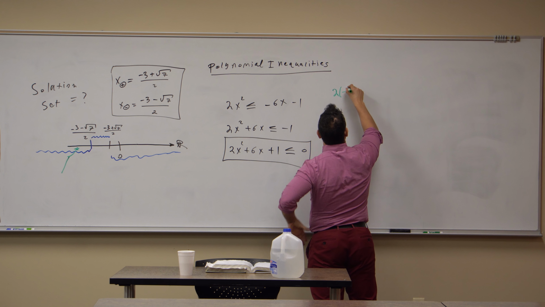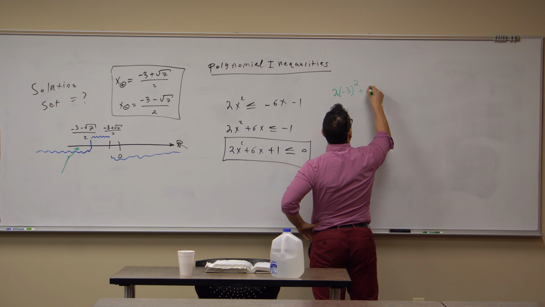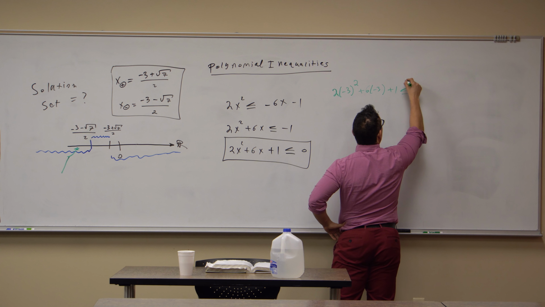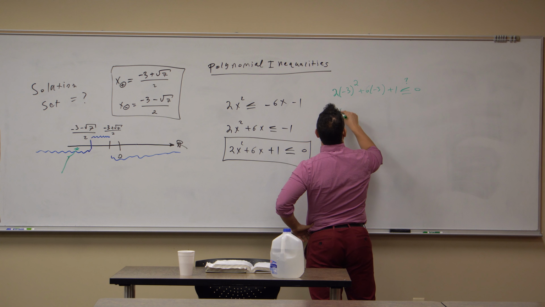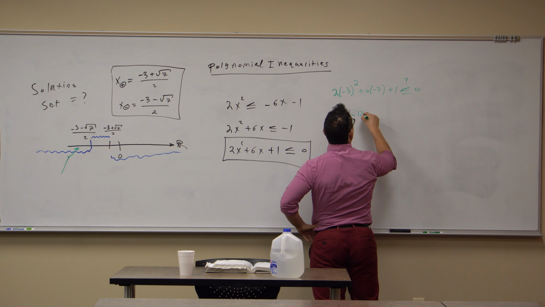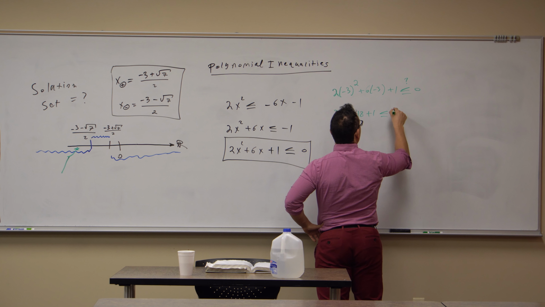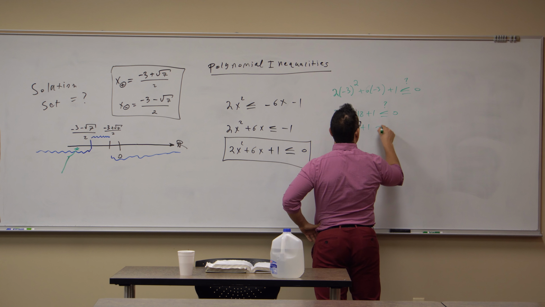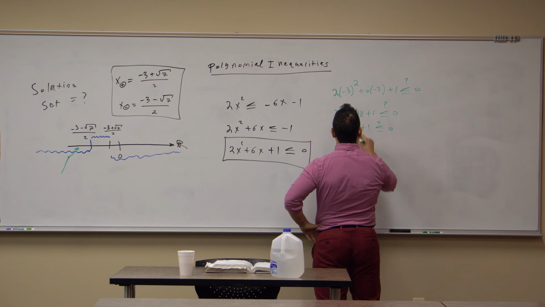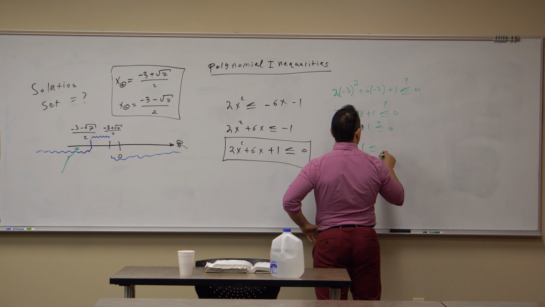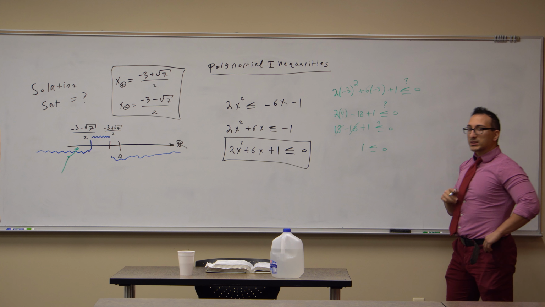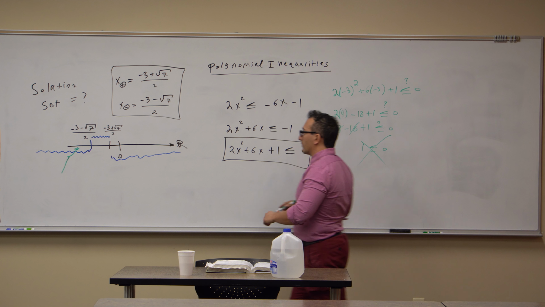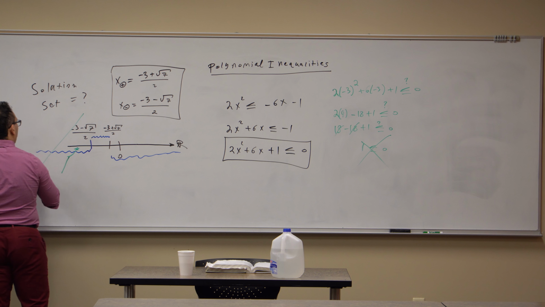So 2 times negative 3 squared plus 6 times negative 3 plus 1. Is this less than or equal to 0? This becomes 2 times 9 minus 18 plus 1, less than or equal to 0? Now this becomes 18 minus 18 plus 1. Is this less than or equal to 0? 18's cancel, so I get 1. Is this less than or equal to 0? 1 is not less than or equal to 0, so this is a contradiction. So values to the left here, we don't want them.